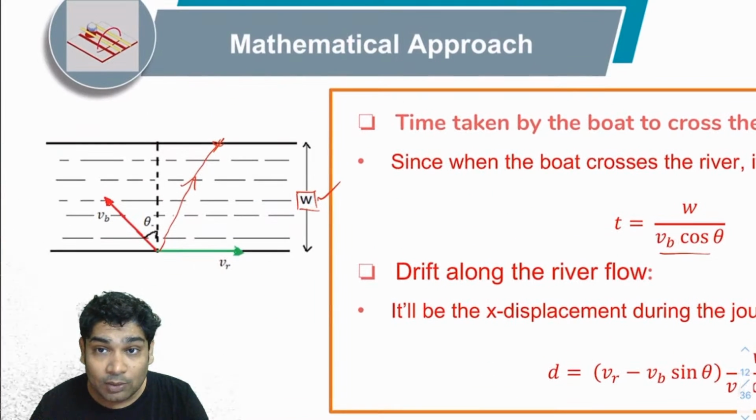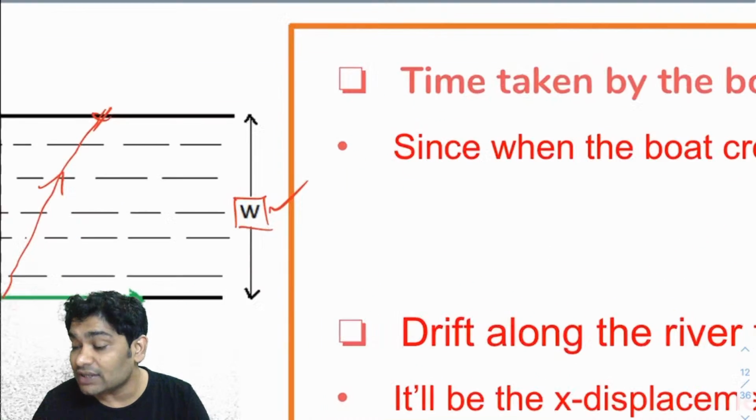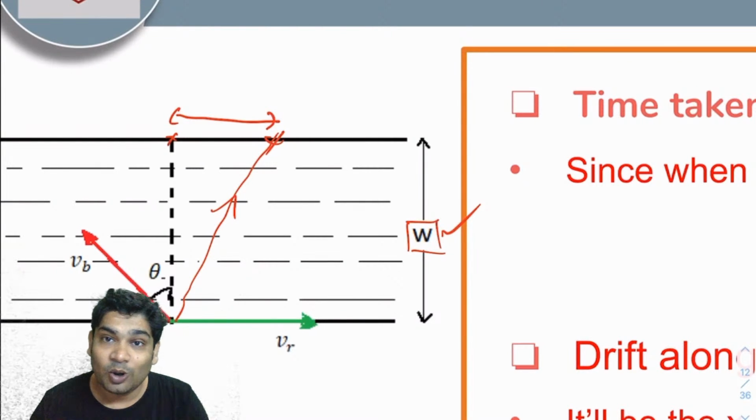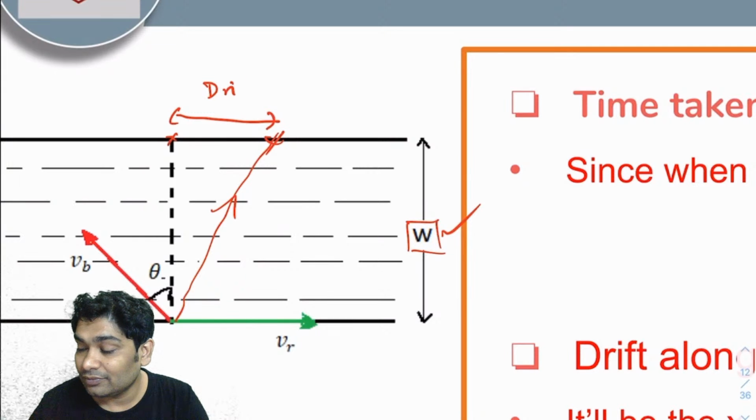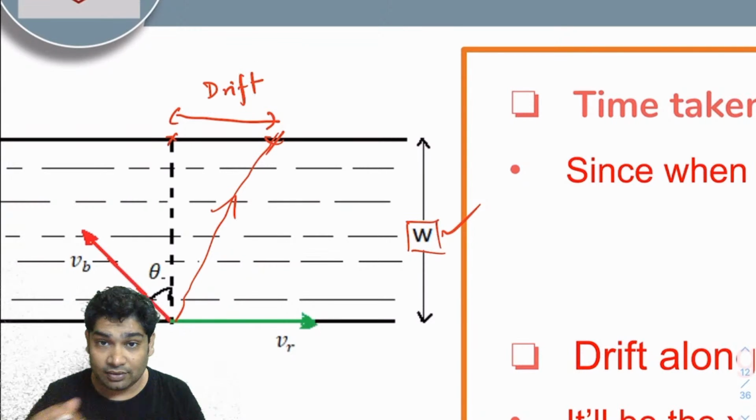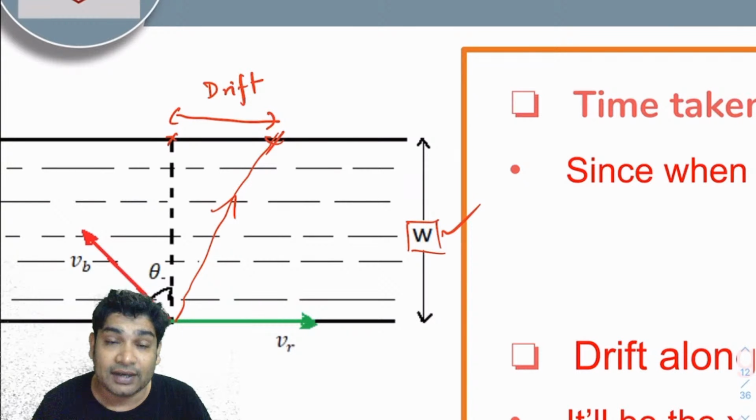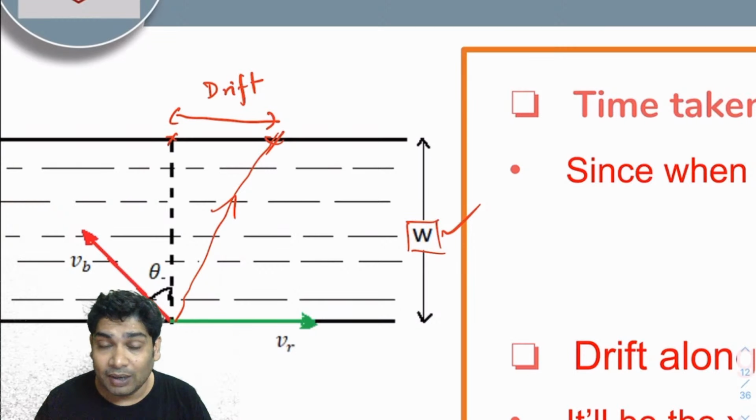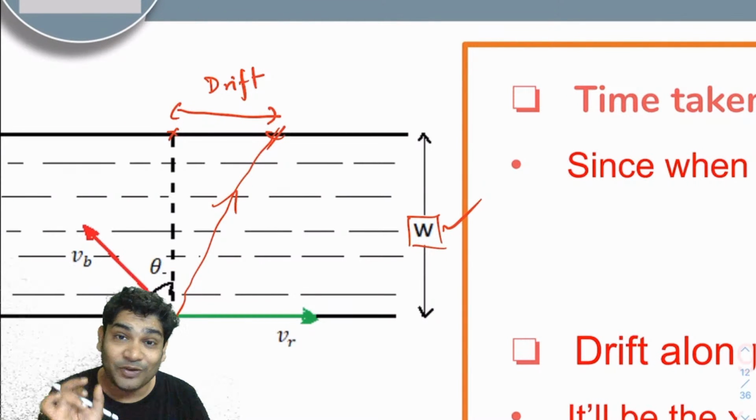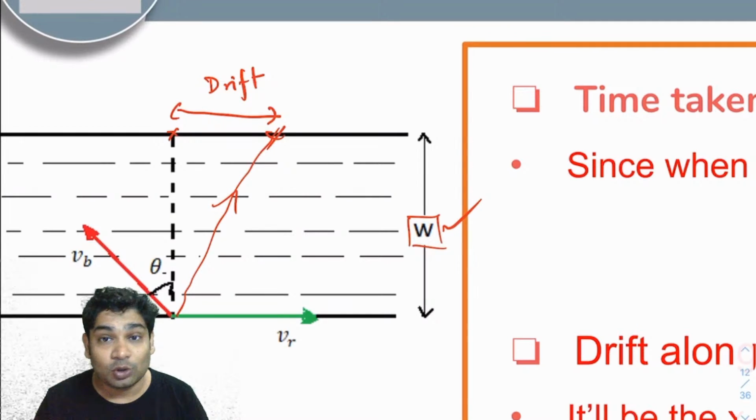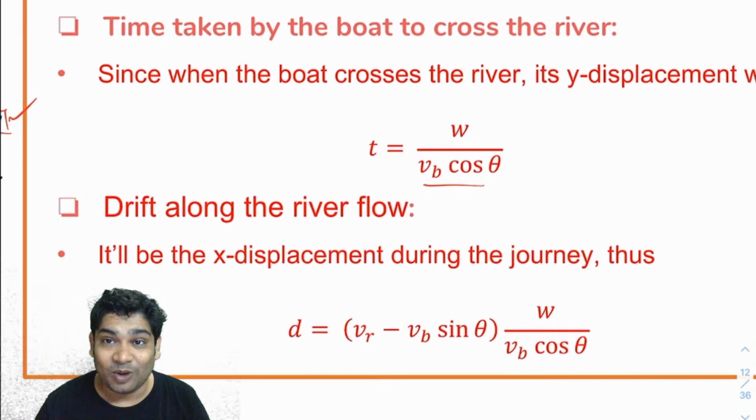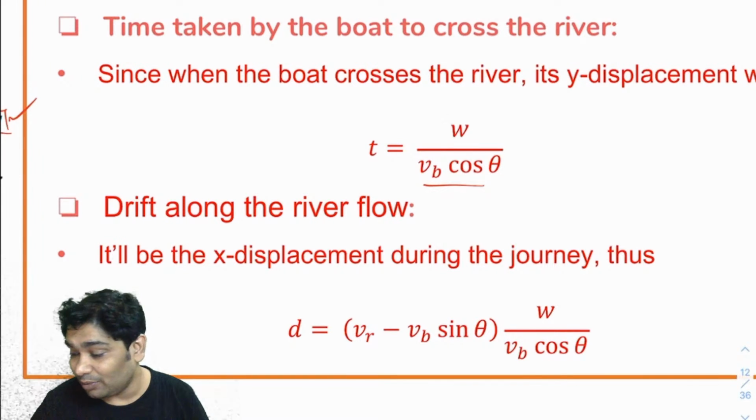Then we talk about the drift along the river flow. This distance from the opposite point is called the drift along the river flow. Right from the opposite point, it is the horizontal distance that the boat ends up traveling. So what will be the drift? The drift is nothing but the distance traveled in the x direction. We already know the time, and we also know the x velocity. So the drift would be the x velocity times the time. I hope there is no problem there.